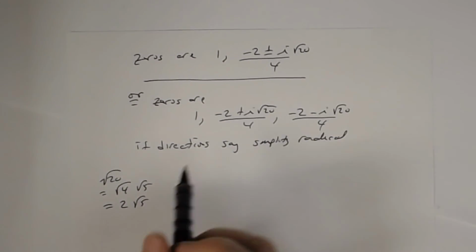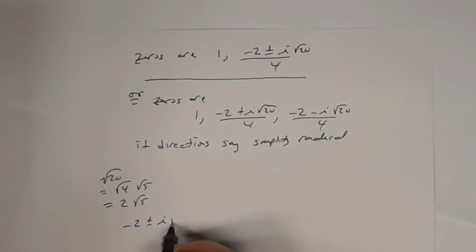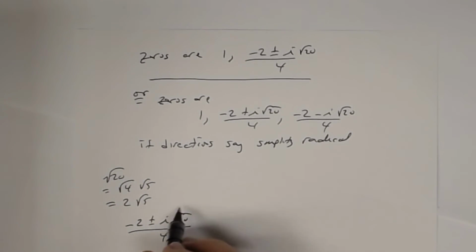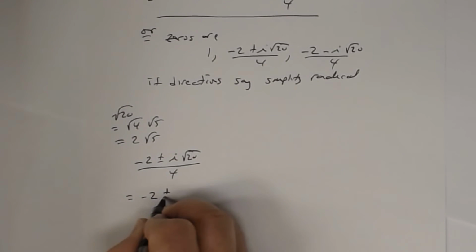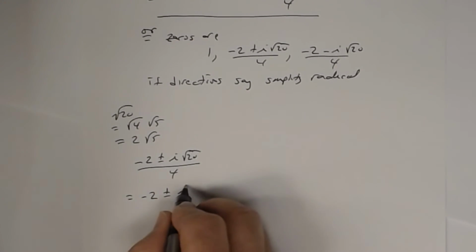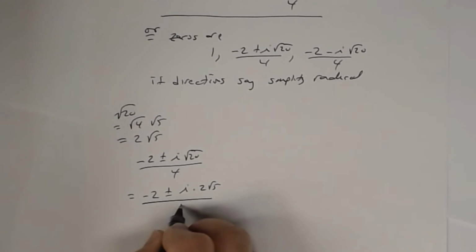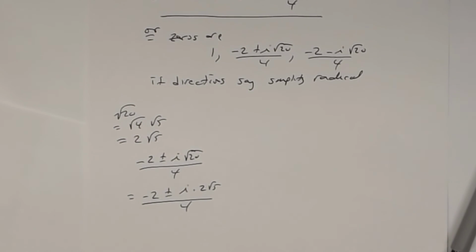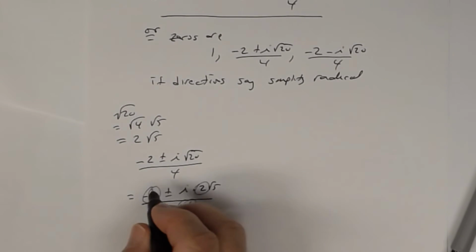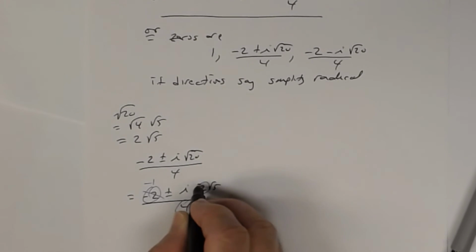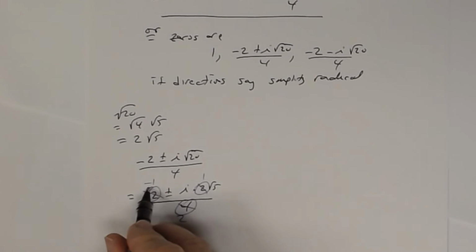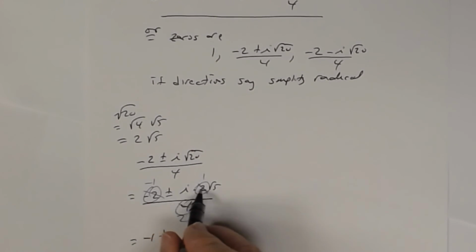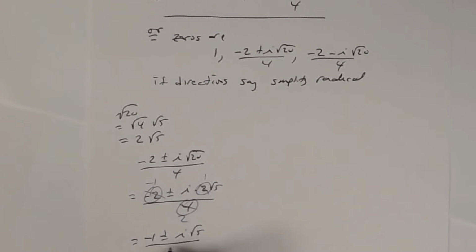So I'm going to go ahead and rewrite this. Negative 2 plus or minus i square root of 20 divided by 4. I'm going to rewrite the square root of 20 using 2 square root of 5. So negative 2 plus or minus i times 2 square root of 5 divided by 4. And I want you to notice, just like we did in another problem, these right here are all divisible by 2. So negative 2 divided by 2 is a negative 1, 2 divided by 2 is 1, 4 divided by 2 is 2. So this becomes negative 1 plus or minus i square root of 5 divided by 2.